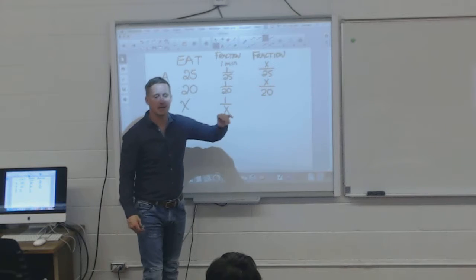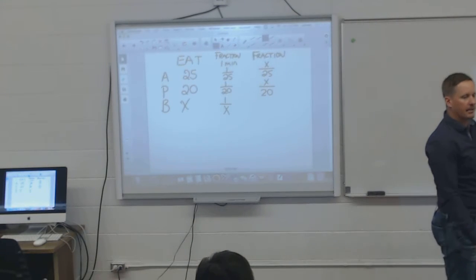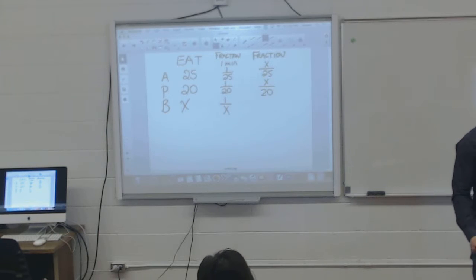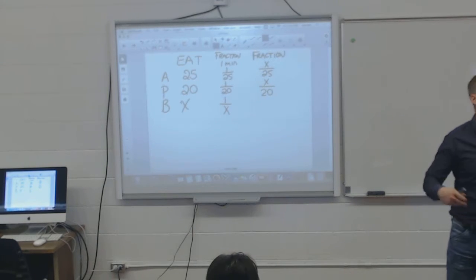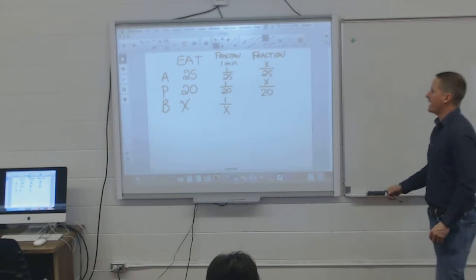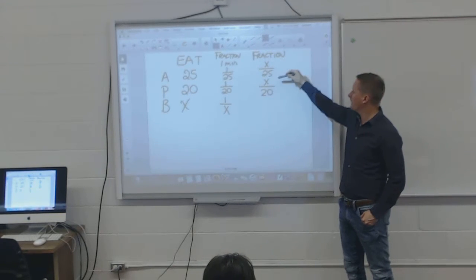So X represents what again? The amount of minutes that we're selecting. Whether it's 2 minutes, how much popcorn did they eat? 10 minutes, how much popcorn did they eat? X minutes, how much popcorn did they eat? Well, they ate this proportion of their bag: X out of 25 and X out of 20.